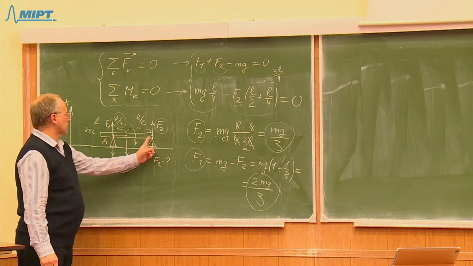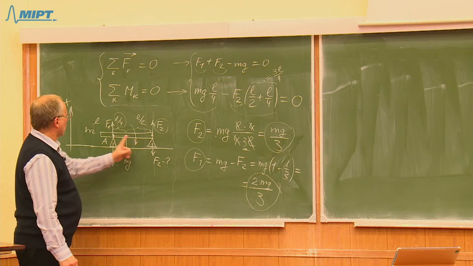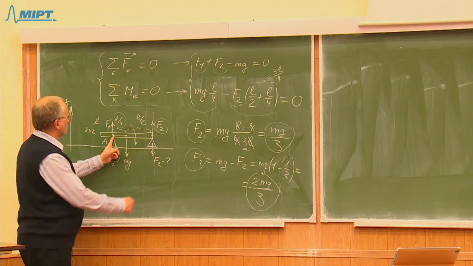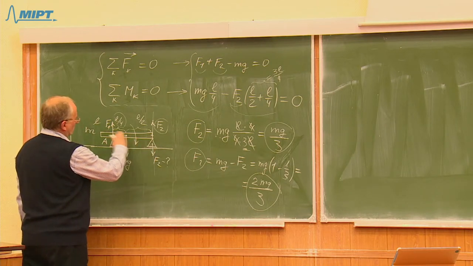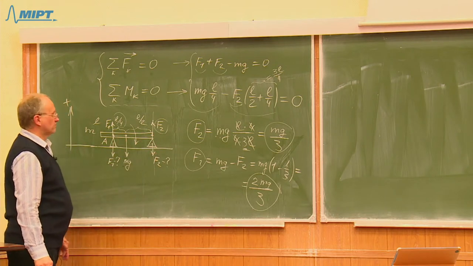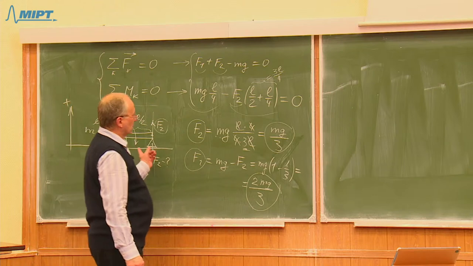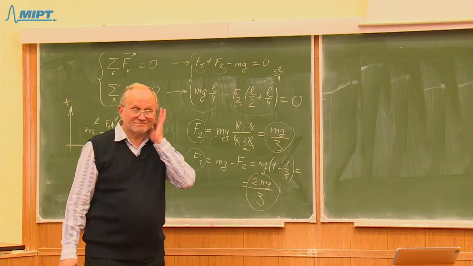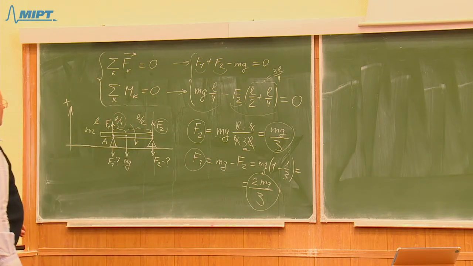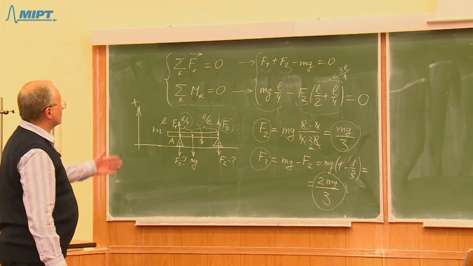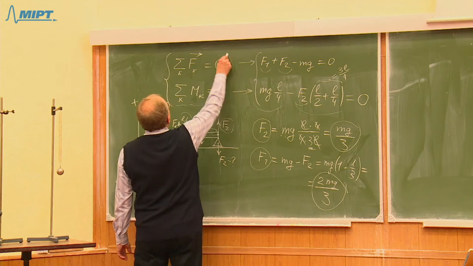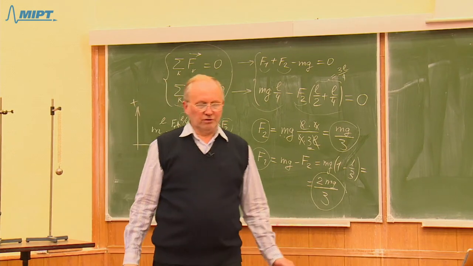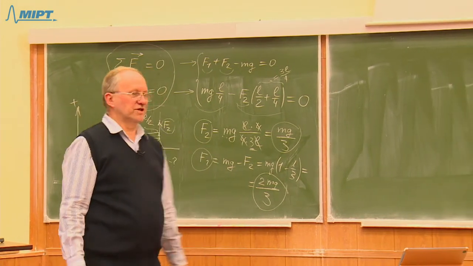These are the forces of reaction which appear in the two supports, which ensure that the bar is in static equilibrium. One force is 1/3 of the weight of the body, and another force is 2/3 of the weight of this bar. That is the simple problem, and I illustrated the application of the general law. These two equations actually constitute a law of static equilibrium of a rigid body.